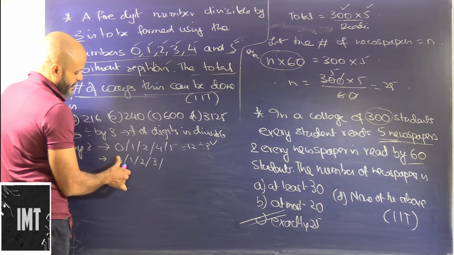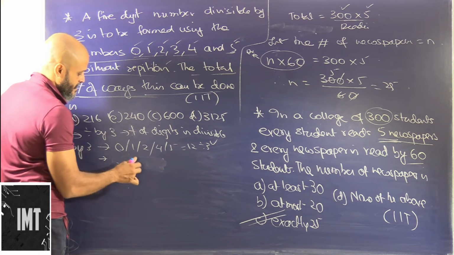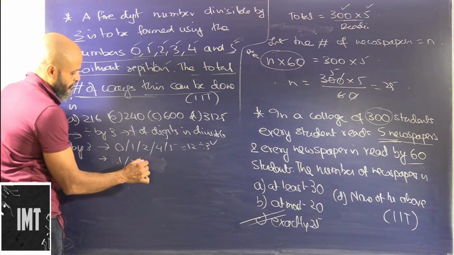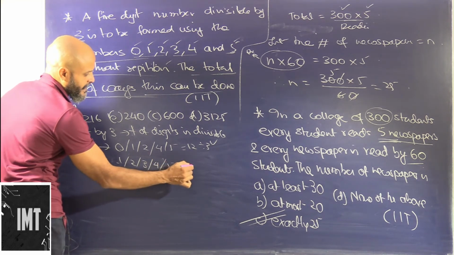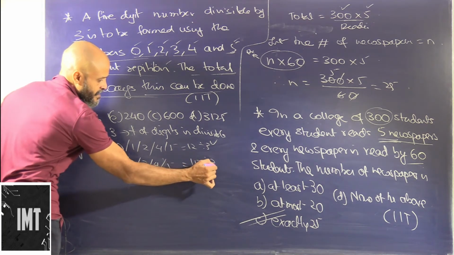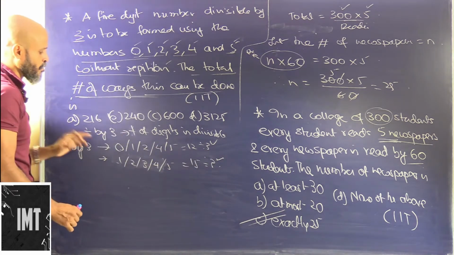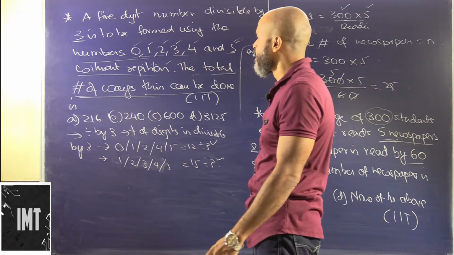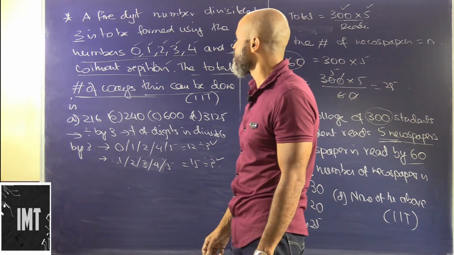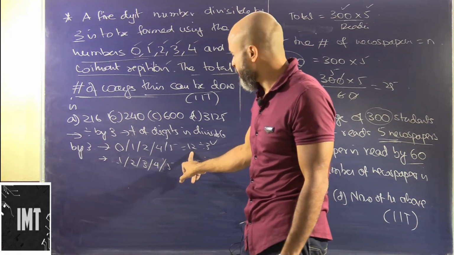The second combination can be 1, 2, 3, 4, 5. We have to take care of the 0, so let's start from 1. 1, 2, 3, 3 plus 4, 5, 1, 6, 6 plus 4, 10 and 5, 15. So this will be 15, which is divisible by 3. So these are the two possible combinations that we can get.